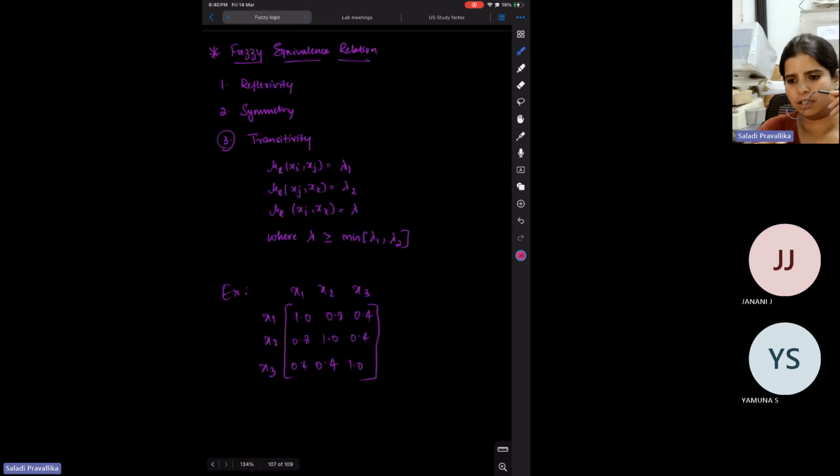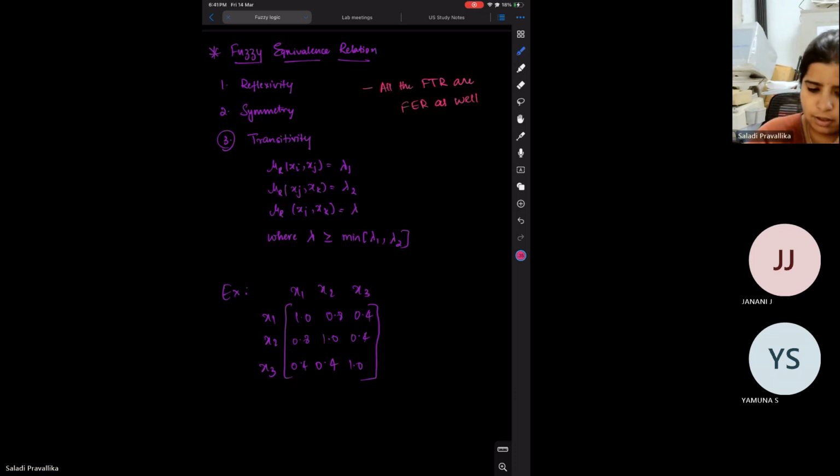Now we'll look at a different type of relation called fuzzy equivalence relation. So fuzzy equivalence relation has three conditions, right? So the first two are nothing but what we have followed in tolerance, right? That is reflexivity and symmetry. So in a way, I can say that all the FTRs, that is the fuzzy tolerance relations, are FER as well, right?